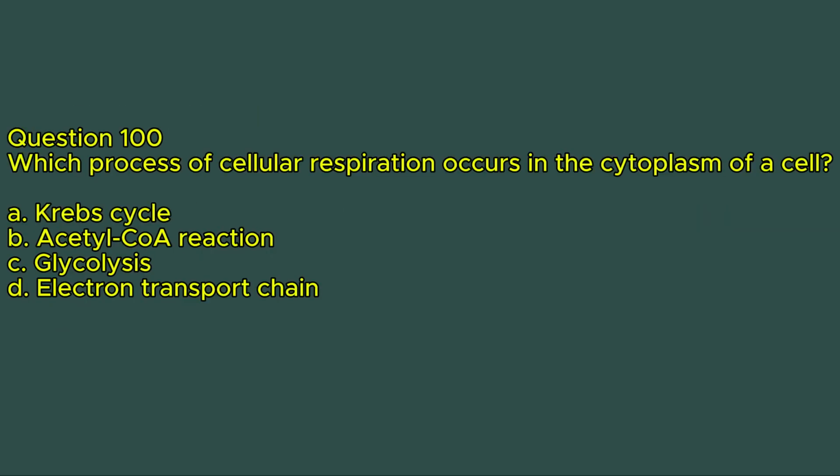Question 100. Which process of cellular respiration occurs in the cytoplasm of a cell? A. Krebs cycle. Acetyl-CoA reaction. Glycolysis. Electron transport chain.